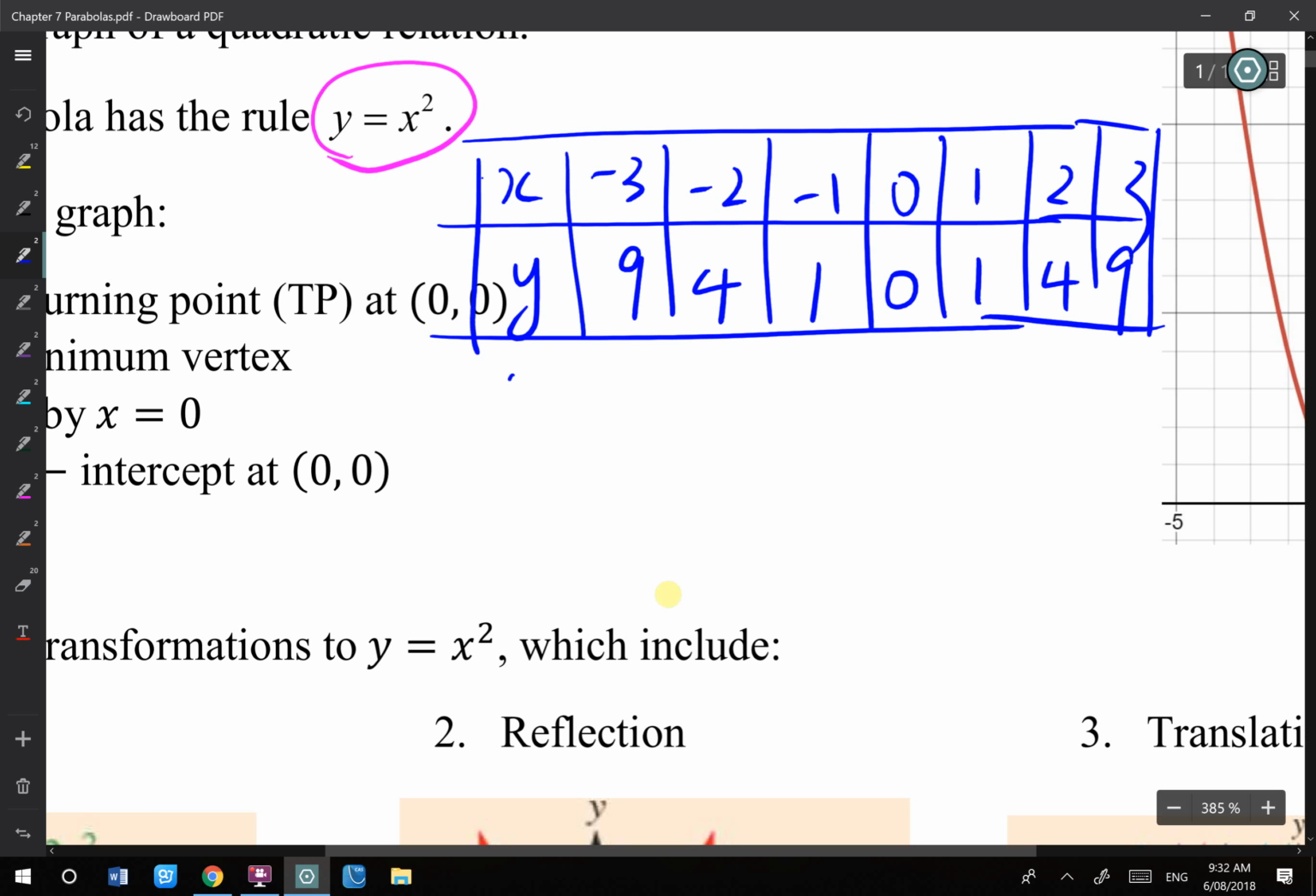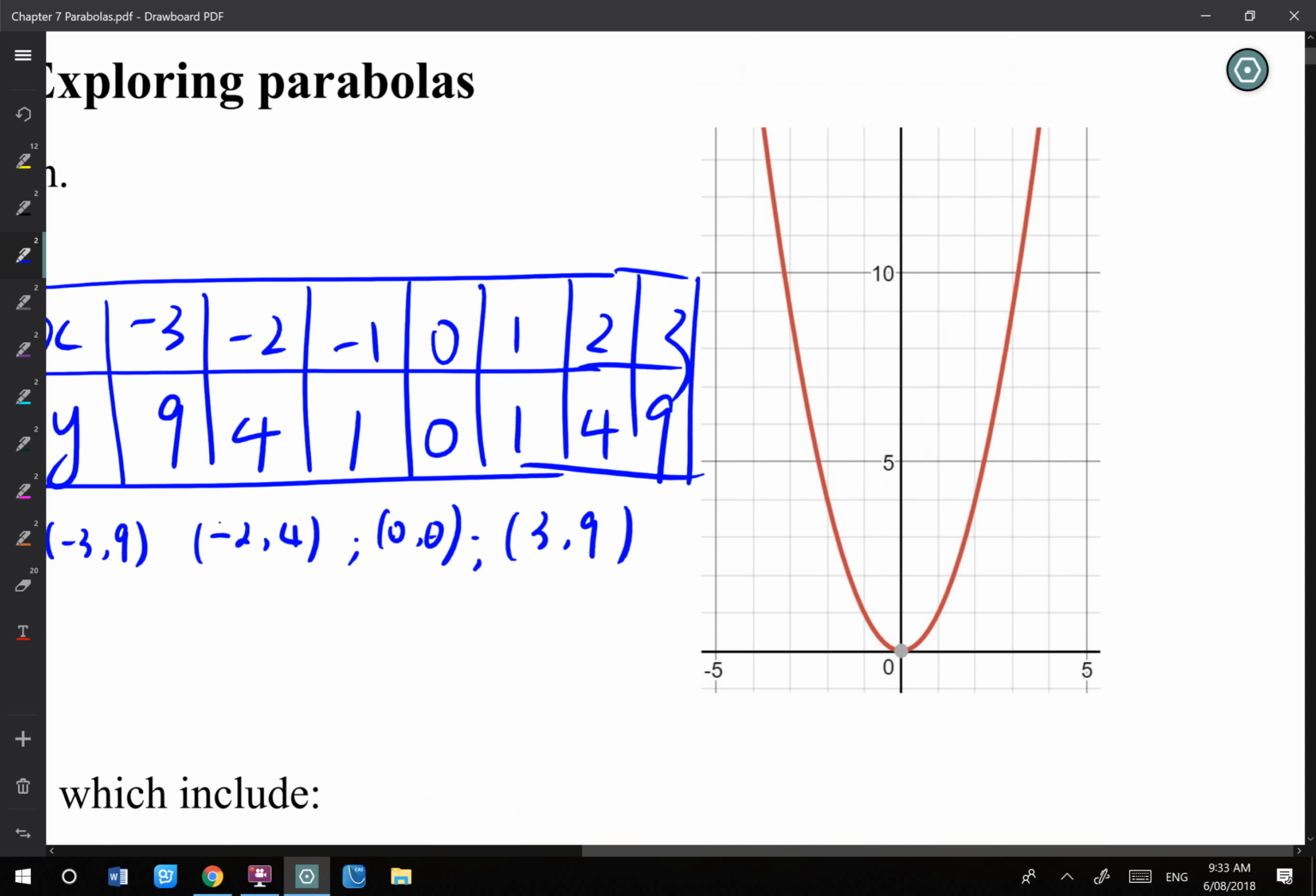So we have coordinates (-3, 9), (-2, 4), and so on, up to (3, 9). In the middle we have (0, 0). So when we plot those points on the Cartesian plane, (3, 9) is this point here. (-2, 4) is this point here, and (-1, 1) is this point here, (0, 0) is this point, (1, 1) is this, (2, 4) is that, (3, 9) is this one.